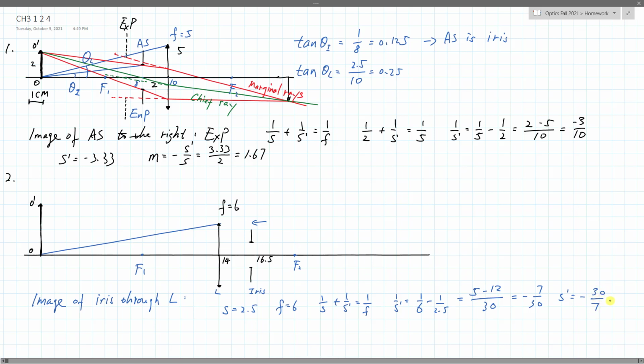So negative 30 over 7. Having negative means the image shows up as a virtual image. It shows up on the object side. The object side is actually to the right because we're going from right to left. So 30 over 7. Let's take a look at this.